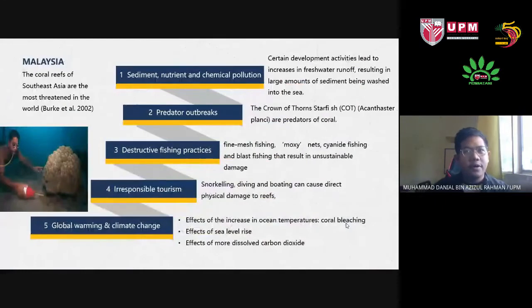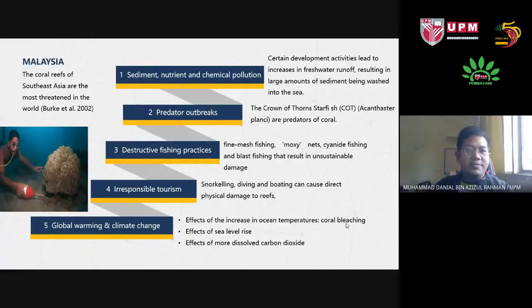I'm just going to brief you about five subtopics about what threatens our corals. In Malaysia, the coral reefs of Southeast Asia are the most threatened in the world, quoted by Burke in the year 2002. So the first reason, let's talk about the first reason: sediment, nutrient, and chemical pollution.